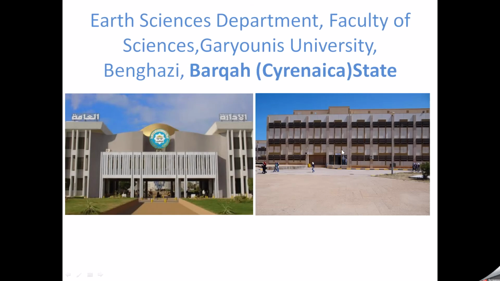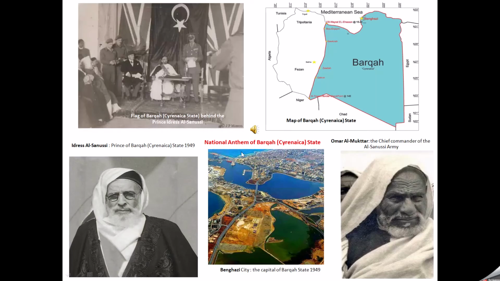Here is the Department of Earth Sciences, Yunus University, and here is the main entrance of Yunus University. This is the Prince of Barka State and the founder of Yunus University, Idris Sanusi. Here is the flag of Cyrenaica State behind Prince Idris. This is the capital of Cyrenaica State, Benghazi City. This is the chief commander of the Sanusi Army, Omar al-Mukhtar, and this is the map of Barka State or Cyrenaica State.